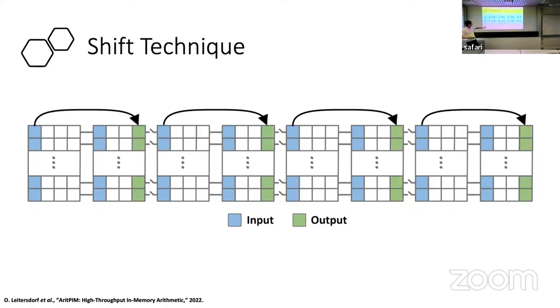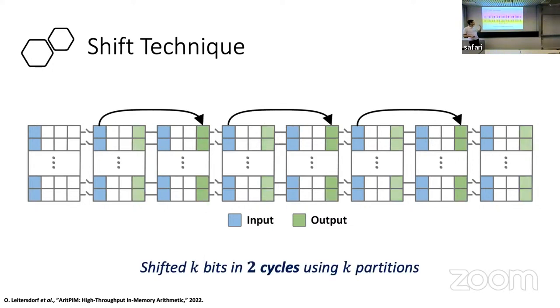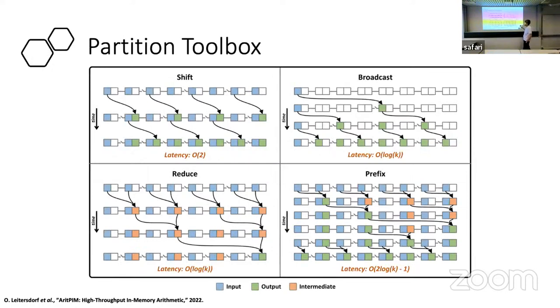In the first cycle, we copy from all the even indices to all the odd indices. So in this case, partition 0 copied to partition 1. At the same time, 2 copied to 3, 4 to 5, 6 to 7. And we did that by connecting alternating transistors. And then we swap. Now all the odd indices copied to all the even indices. And that's the second cycle. And we got a shift of k bits in two cycles using k partitions, instead of the k cycles it would take if we didn't have partitions at all. So this is actually a relatively simple example of shift. In our paper, we present four different techniques. We call it a partition toolbox.